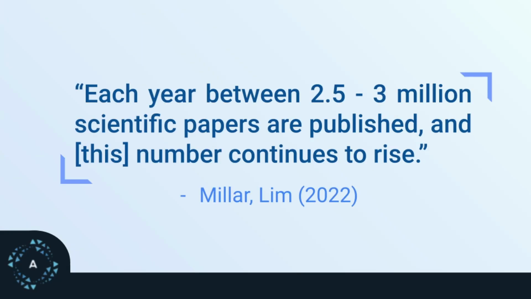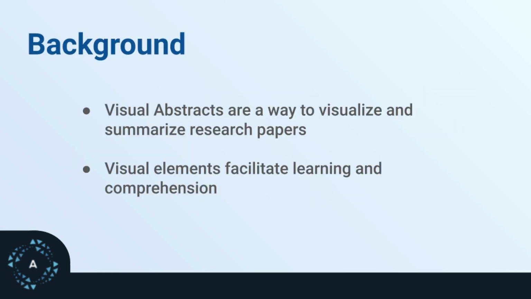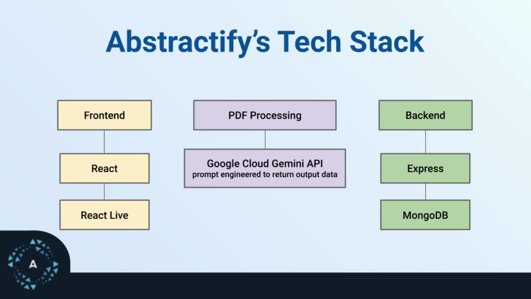Each year, between 2.5 to 3 million scientific papers are published, and this number continues to rise exponentially. As such, it is becoming increasingly difficult to ensure that published research has its intended impact, as it must first get noticed. Visual abstracts, or a shortened, infographic-style summary of a paper, are increasingly being used to help spread research findings and reduce the amount of time it takes to consume a paper. In fact, visual elements have been shown to improve learning and subject comprehension.